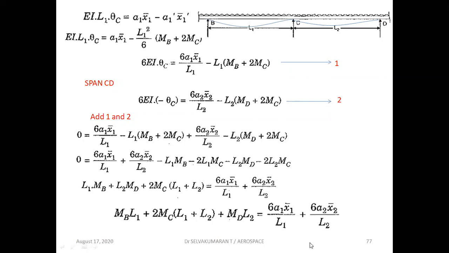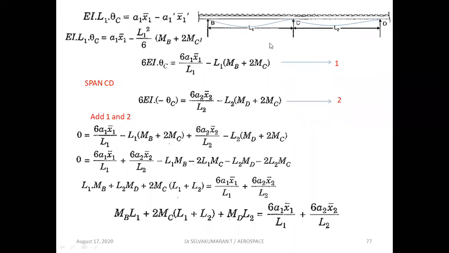In this case, we have assumed that the beam is made up of the same material. That means Young's modulus remains constant, and it is a uniform beam, which means that the cross section is the same for span BC and CD. For example, if I have a different cross section for CD, let the moment of inertia for BC be I1 and for span CD be I2. So Clapeyron's equation will be written as MB L1 by I1 plus 2MC into L1 by I1 plus L2 by I2 plus MD into L2 by I2 is equal to 6 A1 x1 bar divided by L1 I1 plus 6 A2 x2 bar divided by L2 I2.